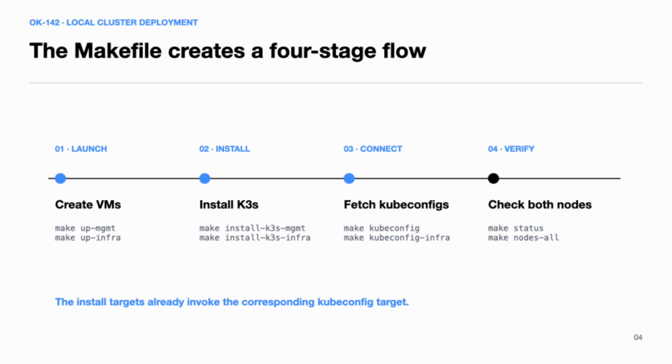Each install-K3s target already calls its matching kubeconfig target after K3s becomes ready. We can still show the kubeconfig commands separately when explaining the mechanism, but we should not imply that a second manual call is required. This distinction keeps the demonstration accurate and avoids making the workflow look more complicated than it is.